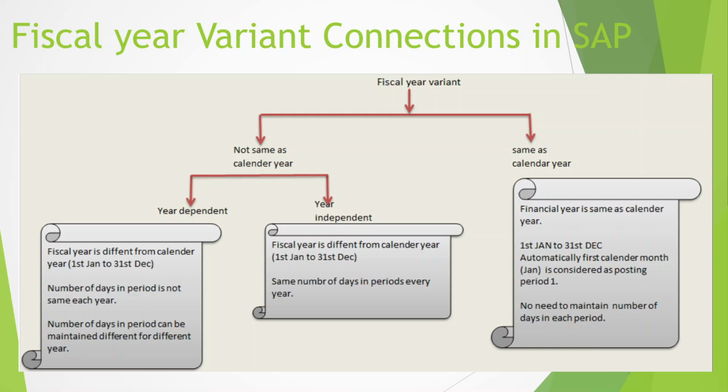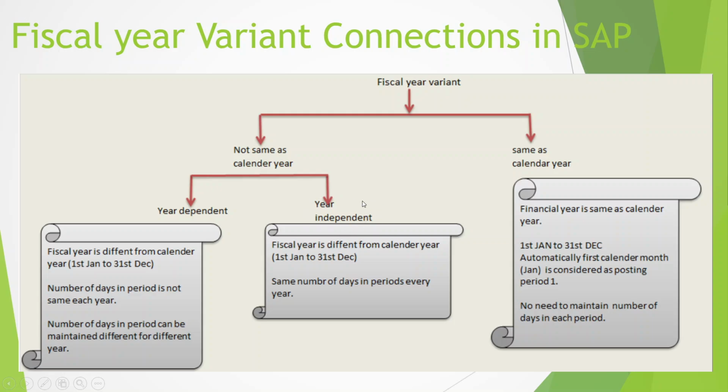This screen is very important, and it actually gives you the overall picture of the different varieties you can find with regard to the fiscal year variant. Now let's see what all we have. So we have the fiscal year variant, with two types: calendar and non-calendar. Not the same as the calendar year means this is non-calendar. Same as the calendar year means this is a calendar year. Now the non-calendar year again has two varieties, year dependent and year independent.